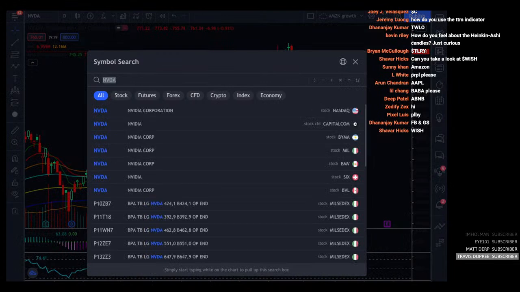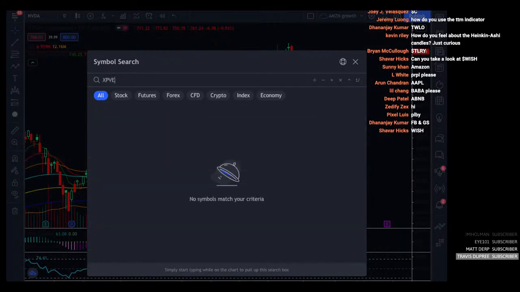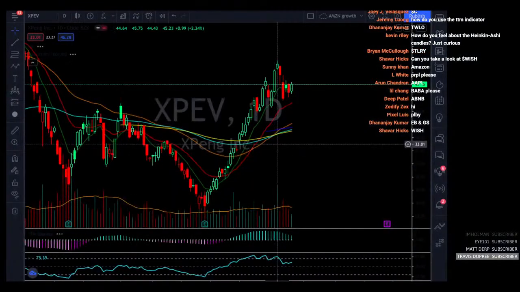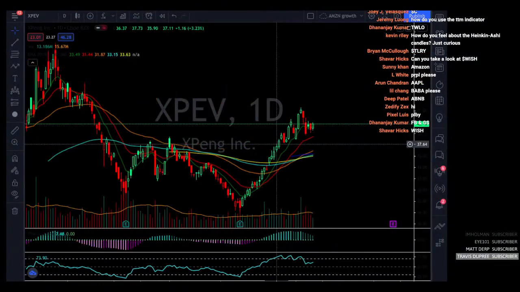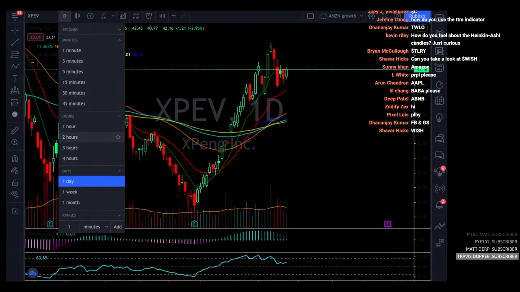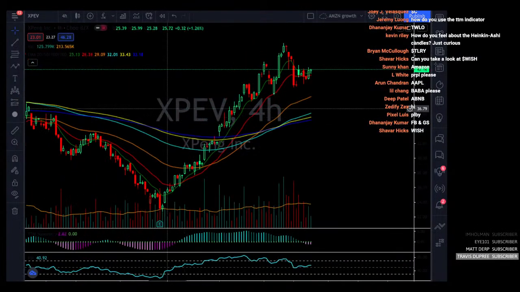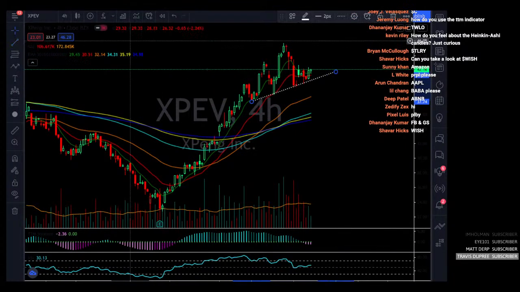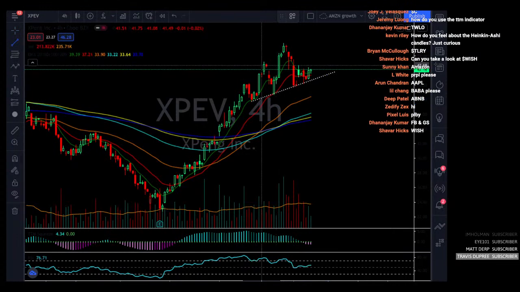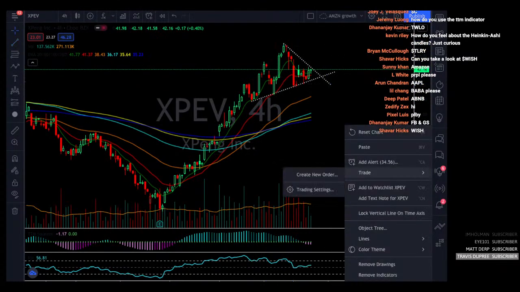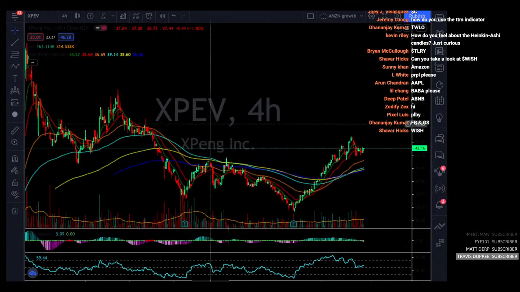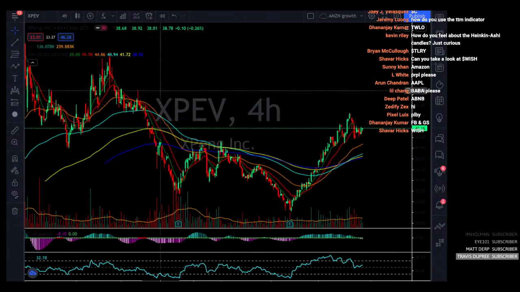XPeng. So XPeng is going to be running along with China stocks. And speaking of China stocks, they have been doing really well lately, especially like Baba. Looking at XPeng on a shorter time frame, you can see that there's some sort of pattern forming here. Honestly, I don't even know. It doesn't really qualify as anything. I do see maybe a wedge, but I'm not really sure about that. That is interesting.